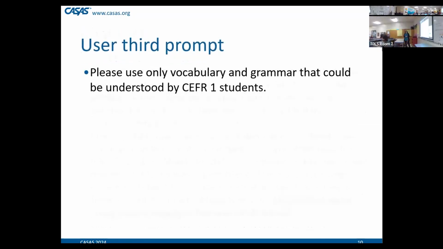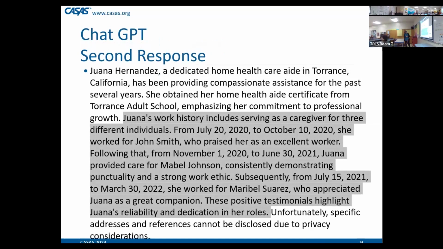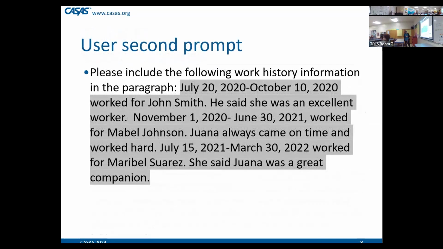So then I said to ChatGPT, go back, second prompt, there we go. So then I had to write my own dates, which I was unhappy about, but I had to. So I said, please include the following work history information. So I gave it dates. And I gave some extra information. Juana always came on time and worked hard. She was a great companion. I added some other details if I thought they could add that in. So that's how I changed my second prompt.